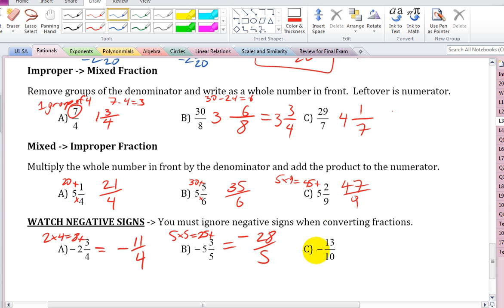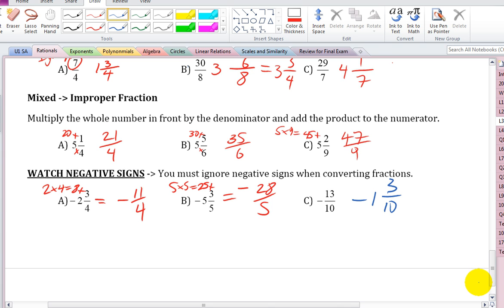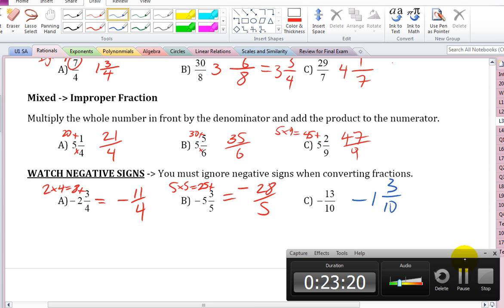This one here, you convert the other way. Take out one group of 10, and there's 3 remaining. I completely ignore the negative sign when converting. Any questions? Okay, yep, Ruby. Yeah, you can. Yeah, absolutely. Anywhere you want, Ruby. I would just avoid the bottom because you tend to not see it then.